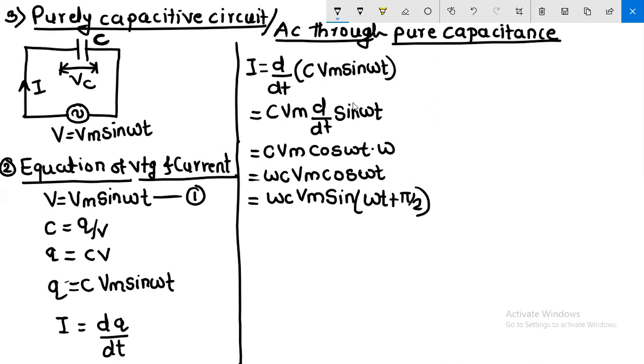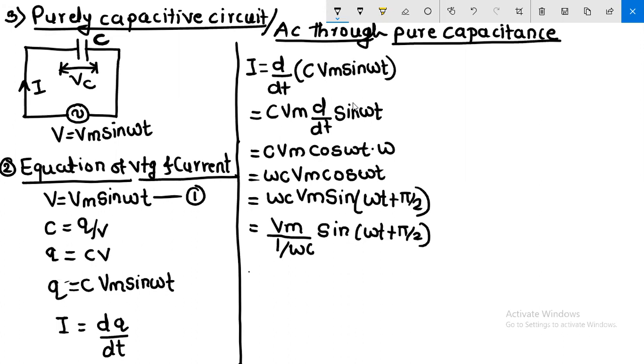So see what I am doing here, arrangement Vm divided by 1 upon omega C. Is it correct? I have written this. Omega C goes back to the numerator, so what will happen? Omega C into Vm. Is it correct? Okay, and then sine of omega t plus pi by 2.